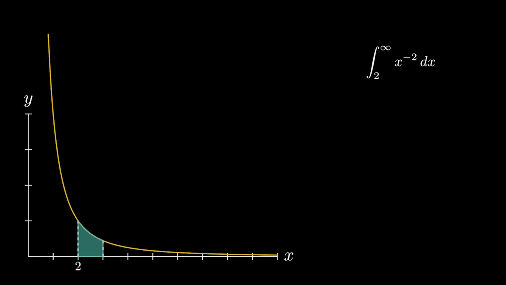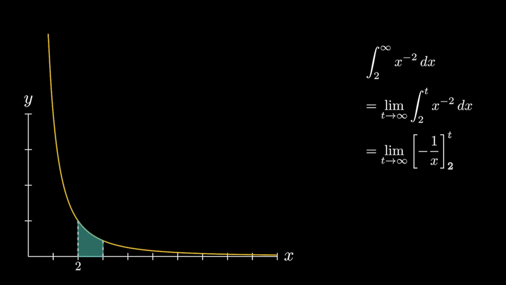If we then go to the integral, we can say that the integral between 2 and infinity of x to the negative 2 dx is equal to the limit as t approaches infinity of the integral from 2 to t of x to the negative 2 dx. Okay, cool. And as a result, this gives us the limit as t approaches infinity of negative 1 over t plus a half. Okay, well, what do we do here?